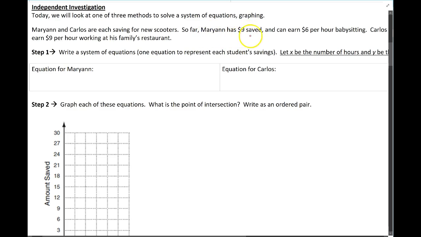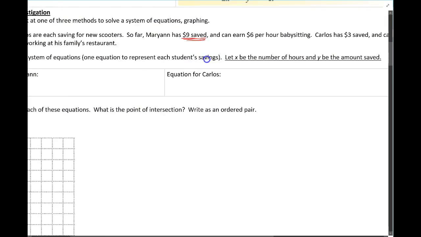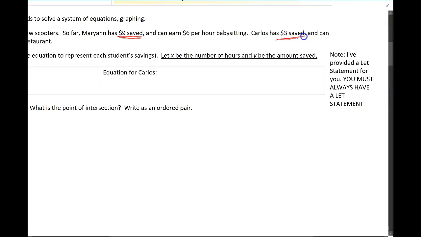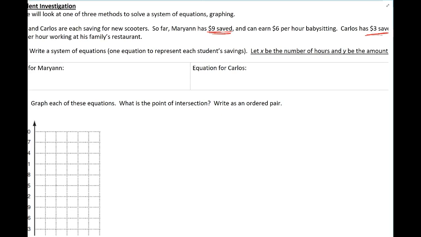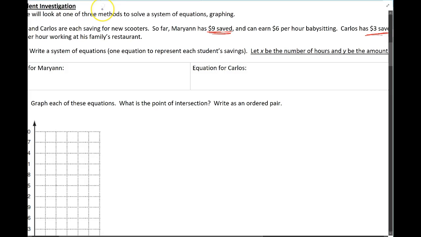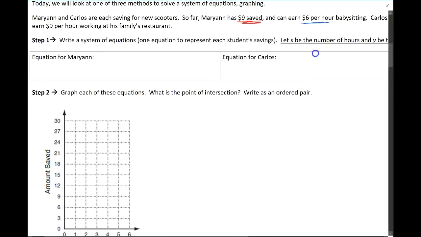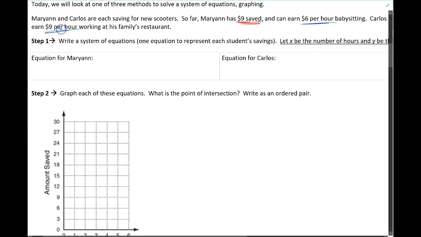So in red, we're going to be talking about our initial values. So I see that Marianne has $9 saved. Carlos has $3 saved. The reason I know these are my initial values is because that's what they've currently saved. And I know that my rate of change, let's do this in blue, I can identify pretty quickly by seeing that "per hour" tacked onto the number. I know that "per hour" means this is going to be the coefficient. It's going to change based on the number of hours that they're working.